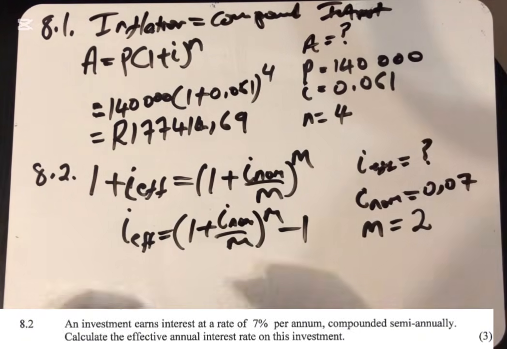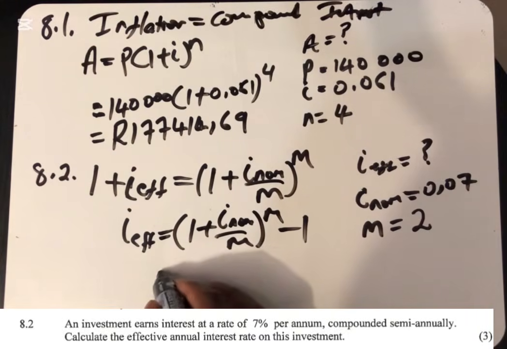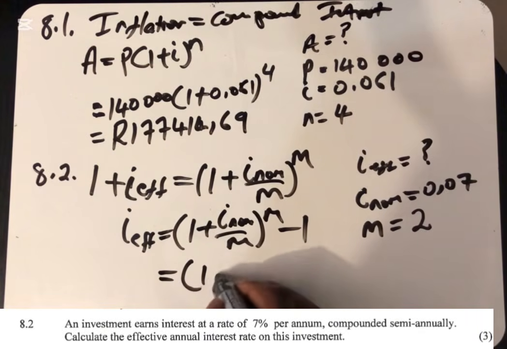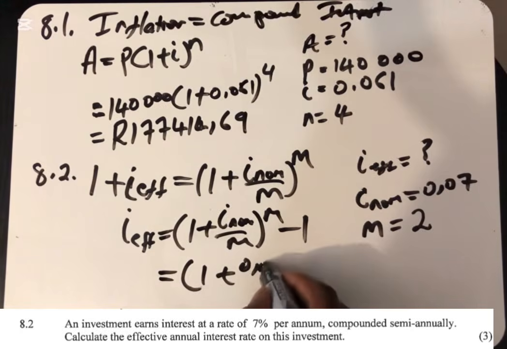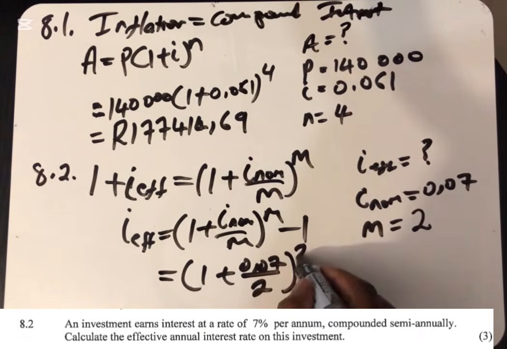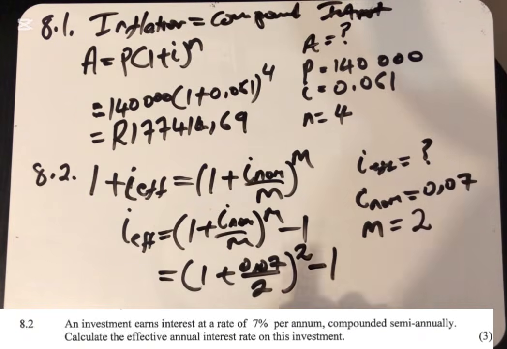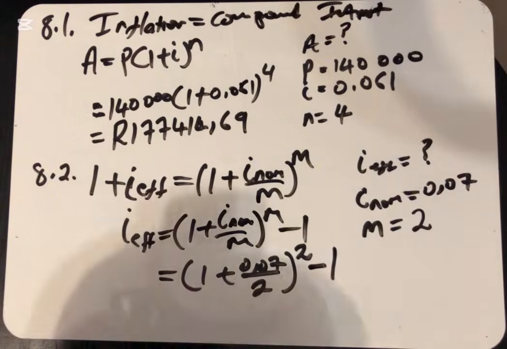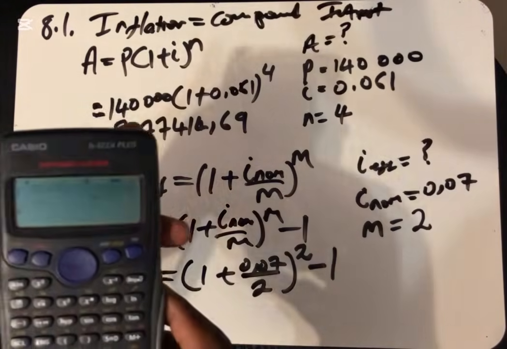semi-annually. So if we substitute everything in here, we are now going to have 1 plus 0.07 divided by 2, to the power 2, minus 1. If you can see, the m represents the same thing. If I divide by 2 here, it means that I must multiply by 2 there, when dealing with the effective interest rate. So now we replace everything in the calculator.